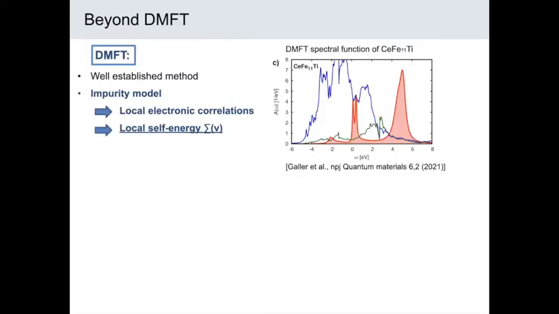As I just told you, DMFT is a well-established method to address strongly correlated electron systems and strongly correlated materials. So you can already do quite involved realistic material calculations with DMFT. For example, here I recently did a study for a cerium iron intermetallic. But as I mentioned, DMFT is based on the solution of this single impurity model. So it includes only local electronic correlations, and this DMFT self-energy is purely local.